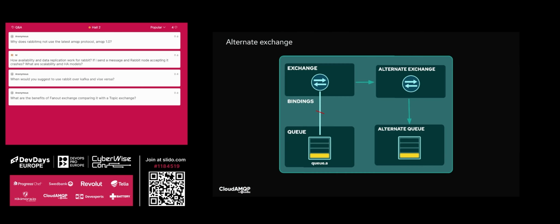There are also use cases where you have unroutable messages, like if you send a message and there is no binding set up between a queue and an exchange, for example. And here you can decide if you either want to silently drop this message or send it back to some other queue.